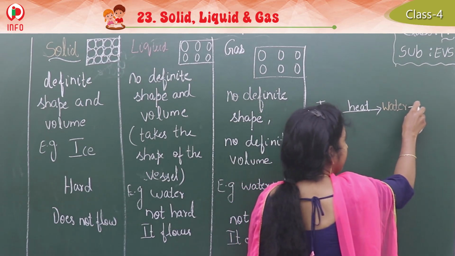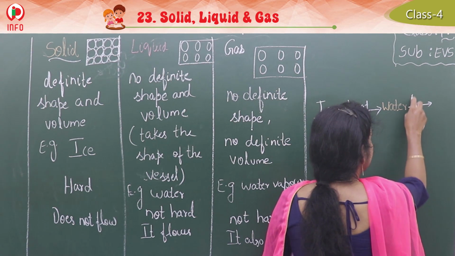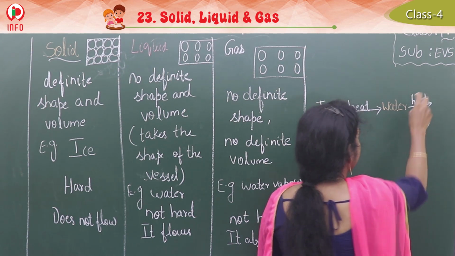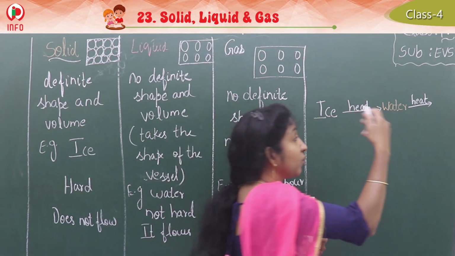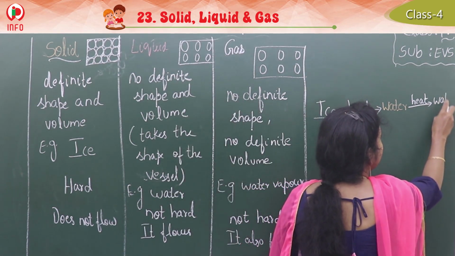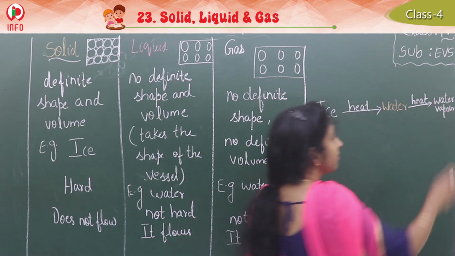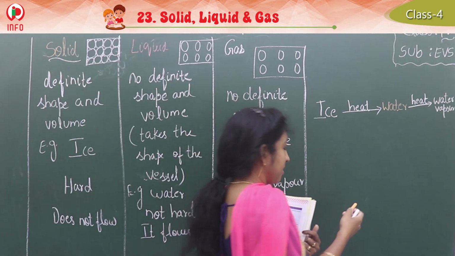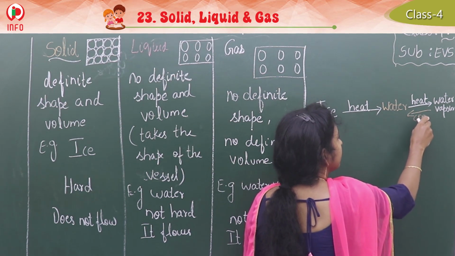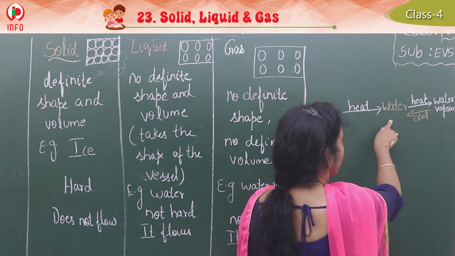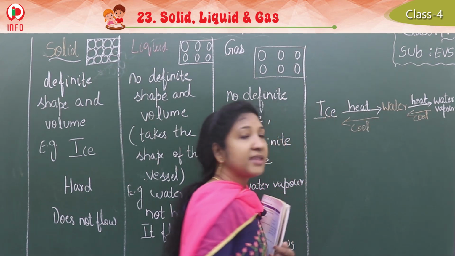Then what happens? Again, water, if we heat that water, what happens? Yes, steam comes out, water vapor. Isn't it? Then water vapor, suppose we allow it to cool, what happens? When it cools, again it changes into water, and this water, when cooled again, changes into ice again, isn't it?